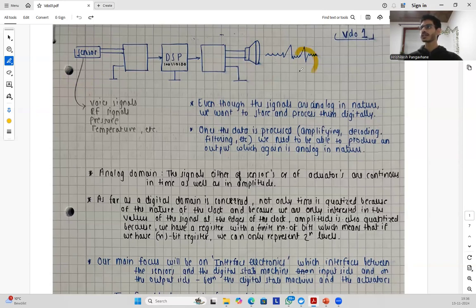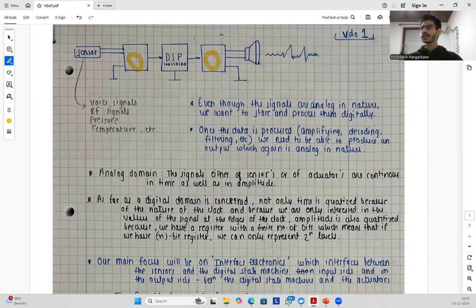Which is actually analog in domain, which we can sense again. So we have voice signals, RF signals, pressure signals, temperature signals. These are all analog inputs. But even though the signals are analog in nature, we want to store and process them digitally. Even though everything is analog, we want to work in the digital world. So we need some area of expertise where we can convert these analog signals into the digital domain so that we can work on them.